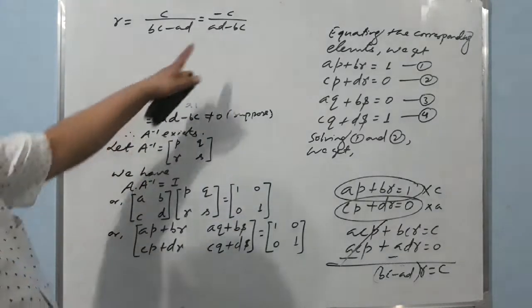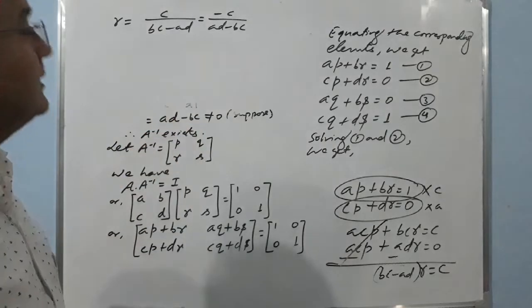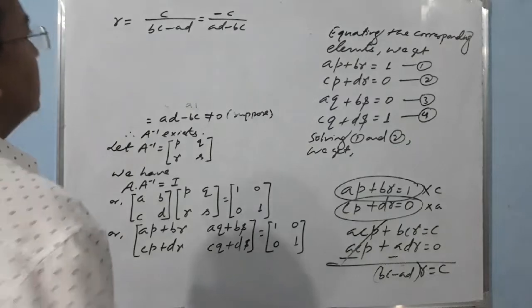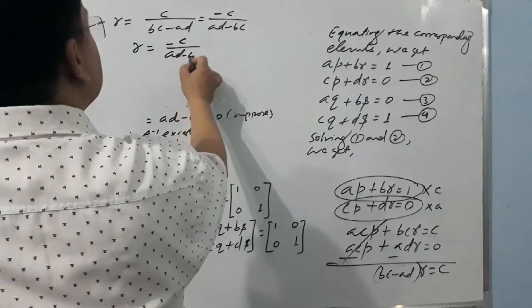We want to get AD minus BC, because if we have AD minus BC, we can write the determinant of A. That's why I have written it in terms of AD minus BC. This is the value of R: minus C upon AD minus BC.